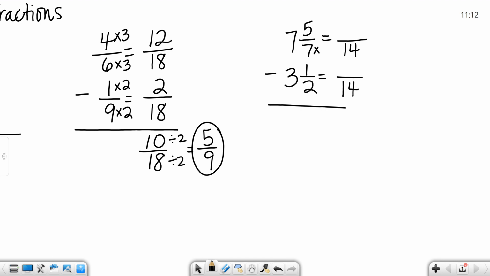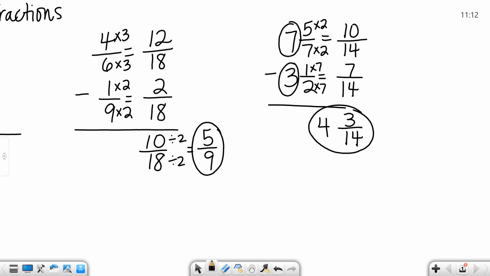All right, so 7 we would have to multiply by 2 to get 14. So we'll multiply 5 by 2 and get 10. Now don't forget about the 7 over there. It's still there. We can't forget it's there, and we don't want to forget our 3 either. Here, for the 1/2, we're going to multiply by 7, and that'll give us 7/14. All right, so now we're going to subtract our fractions. 10/14 minus 7/14 is 3/14. Come back and subtract your whole numbers. 7 minus 3 is 4, so our final answer is 4 3/14.